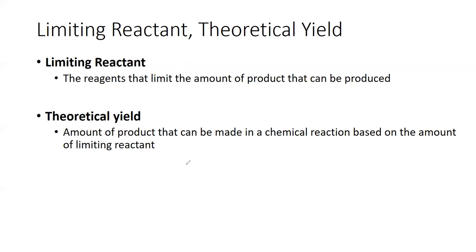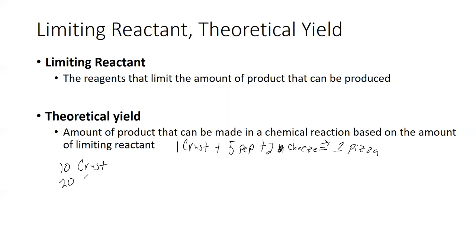So let's say I'm making a pizza, and my chemical equation for a pizza is one crust plus five pepperoni plus 2 units of cheese, equal or go to rather one pizza, one sauceless pizza. All right. Let's say in my kitchen, I have 10 units of crust. I have 20 units of pepperoni, and I have 80 units of cheese. I just have a ton of cheese because I love cheese.